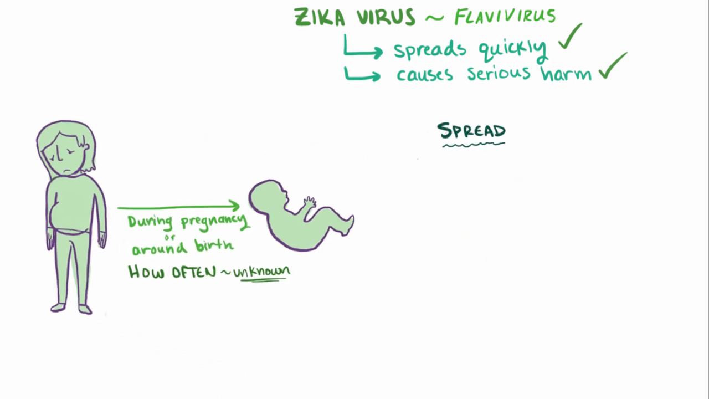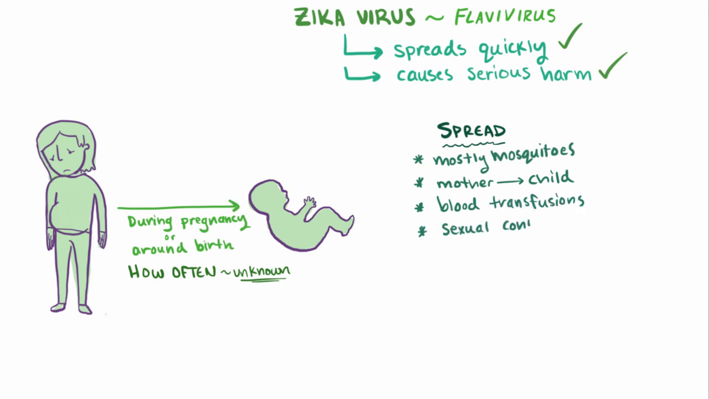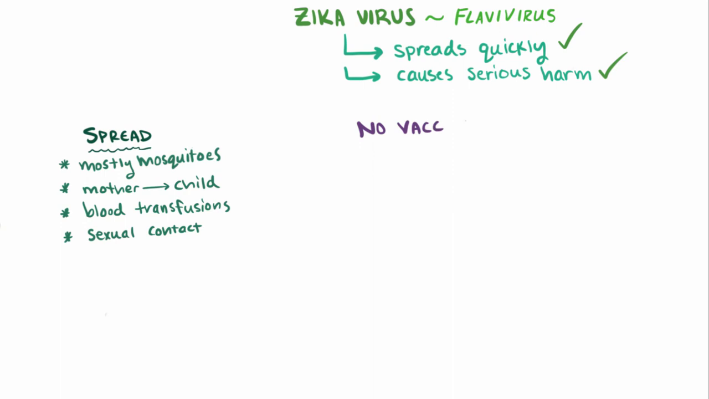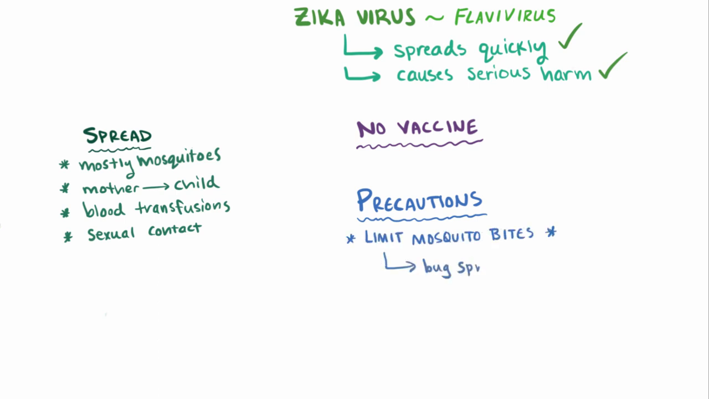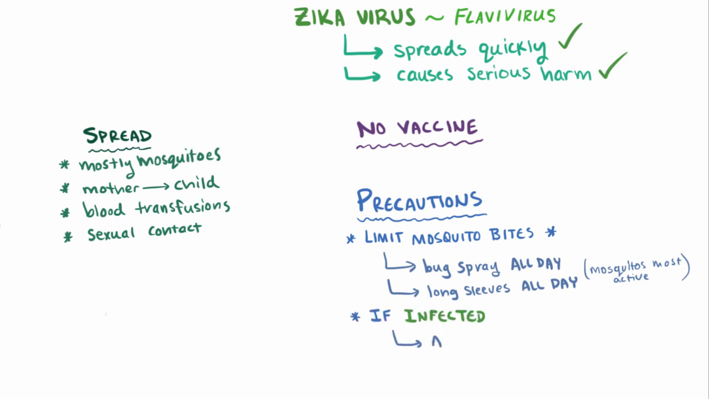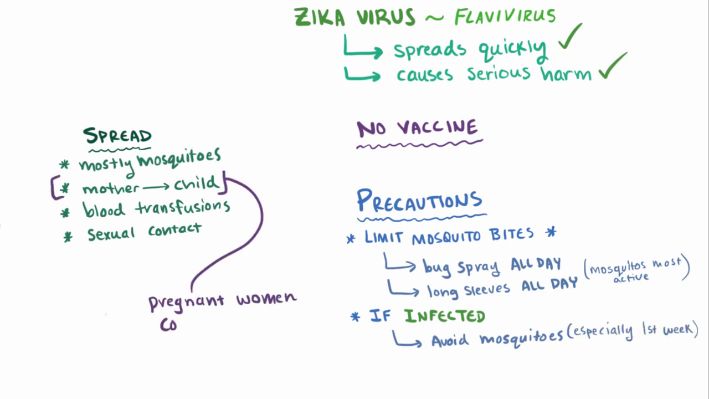In addition to being spread mostly by mosquito bites, and in some cases from mother to child, Zika virus has also been reported to spread through both blood transfusions and sexual contact. Currently, there's no vaccine for the Zika virus, so it's highly advised to take precautions against traveling to areas of outbreak, mostly limiting mosquito bites, so doing things like wearing bug spray all day or wearing long-sleeve shirts and pants, especially during the day when the Aedes mosquitoes are most active. If infected, it's especially important to avoid mosquitoes to avoid spreading Zika virus to others, especially in that first week of symptoms. The World Health Organization currently suggests pregnant women consult their doctor or travel clinic for guidance and recommendations.